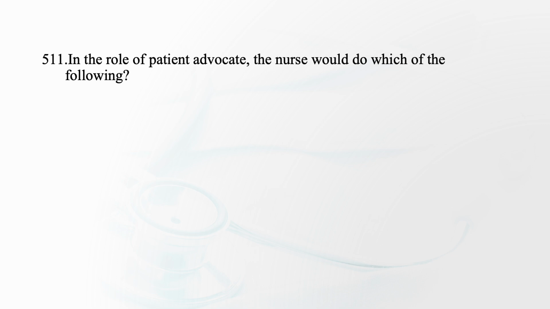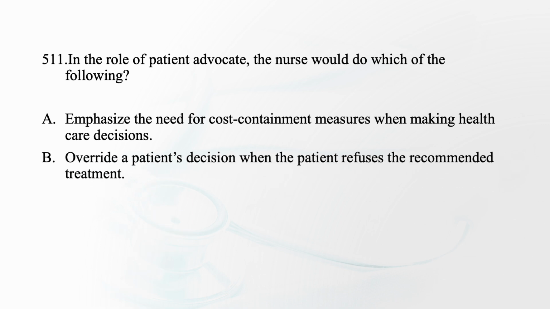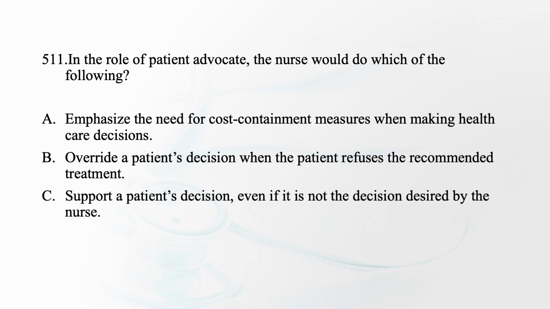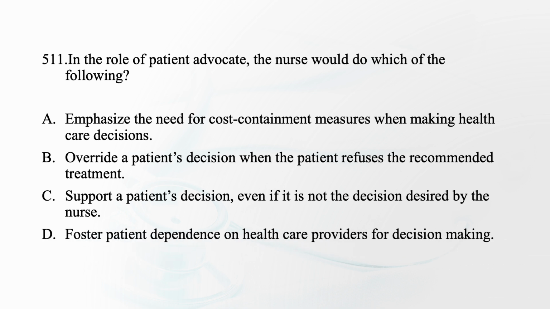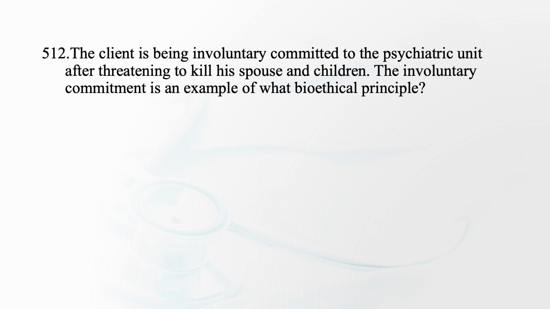Question number 511. In the role of patient advocate, the nurse would do which of the following? Option A, emphasize the need for cost containment measures when making healthcare decisions. Option B, override a patient's decision when the patient refuses the recommended treatment. Option C, support a patient's decision, even if it is not the decision desired by the nurse. Option D, foster patient dependence on healthcare providers for decision making. The correct answer is option C, support a patient's decision, even if it is not the decision desired by the nurse.